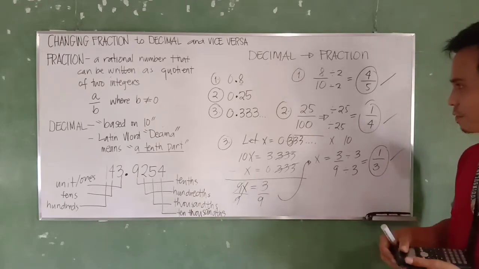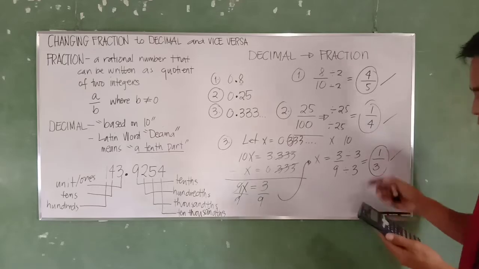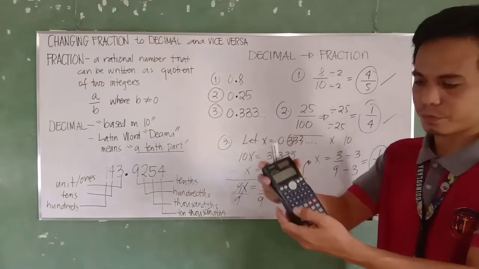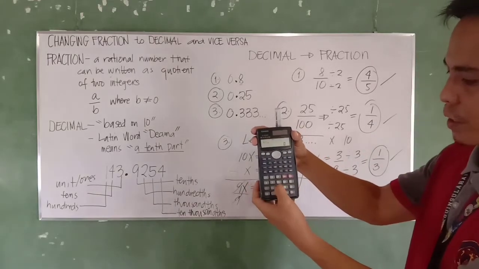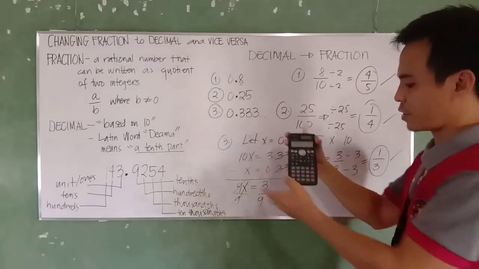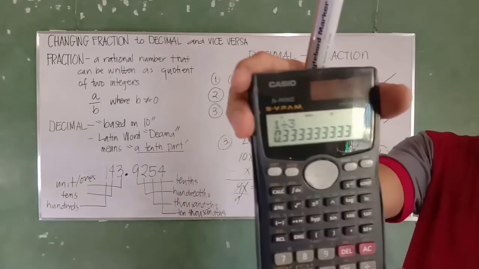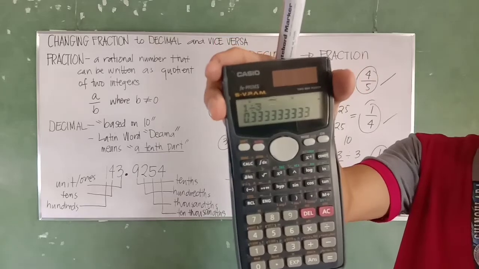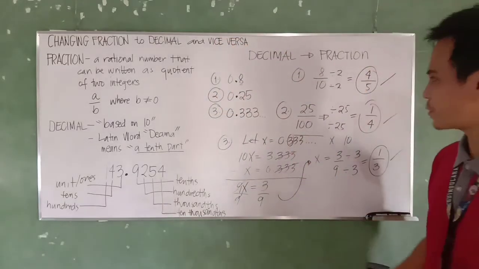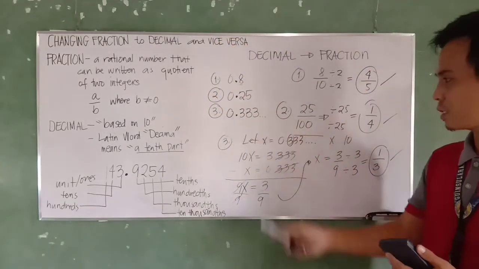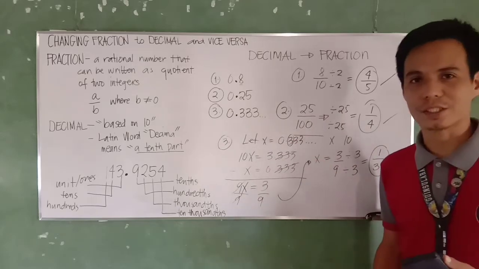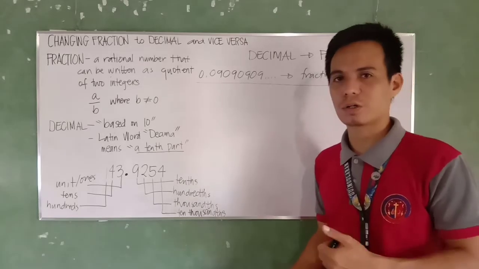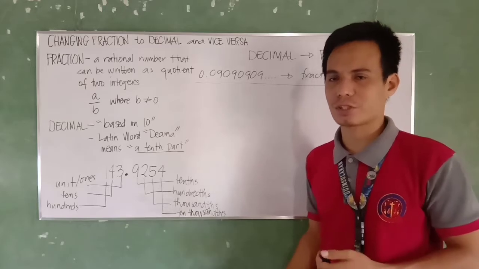Let's try to check if our answer is correct. I will just divide 1 divided by 3 if we get this answer. So therefore, our answer is correct. Okay? So therefore, 0.333 in fraction is 1/3. Okay? Okay, let's have last example.